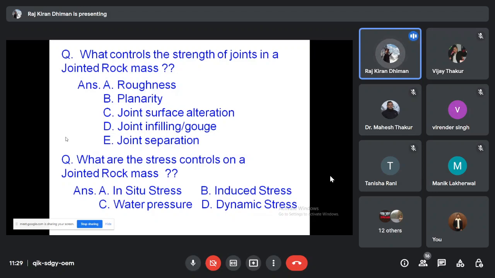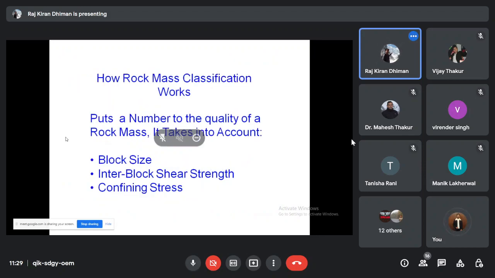Induced stress I already mentioned, for example due to excavation. Water pressure is there, and dynamic stress due to earthquake or other activities, because if there is an earthquake, there will be some kind of shaking, and due to shaking the blocks will move from their original position. So these are the factors which are considered in the stress controls. Now we come to the point of how rock mass classification works.